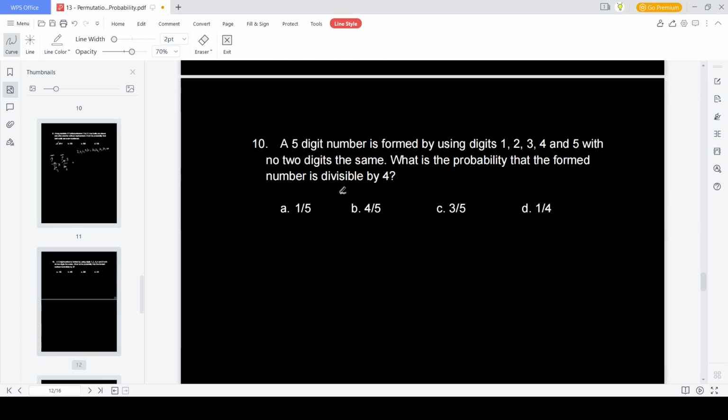A 5-digit number is formed using 1, 2, 3, 4, and 5 with no 2 digits the same.